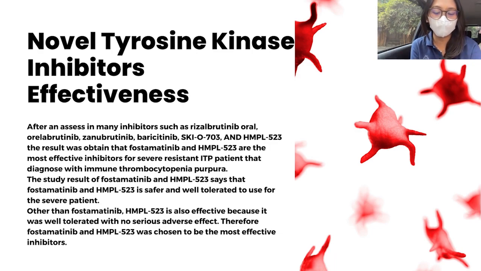And now I'm going to talk about the novel tyrosine kinase inhibitors' effectiveness. After analysis of many inhibitors such as rilzabrutinib oral, orelabrutinib, zanubrutinib, baricitinib, SKI-O-703, and HMPL-523, the result was that fostamatinib and HMPL-523 are the most effective inhibitors for severe resistant ITP patients that were diagnosed with immune thrombocytopenic purpura.